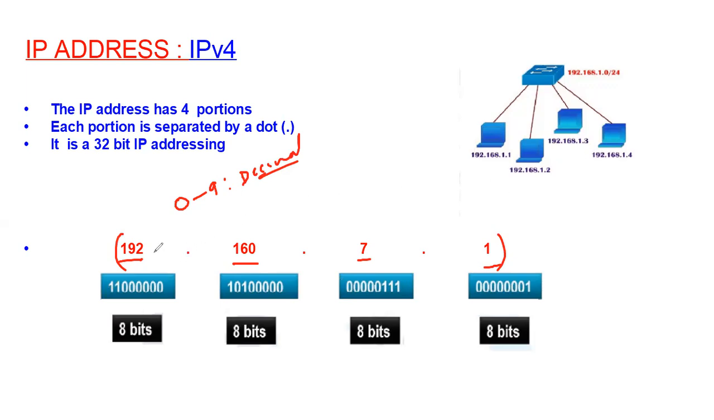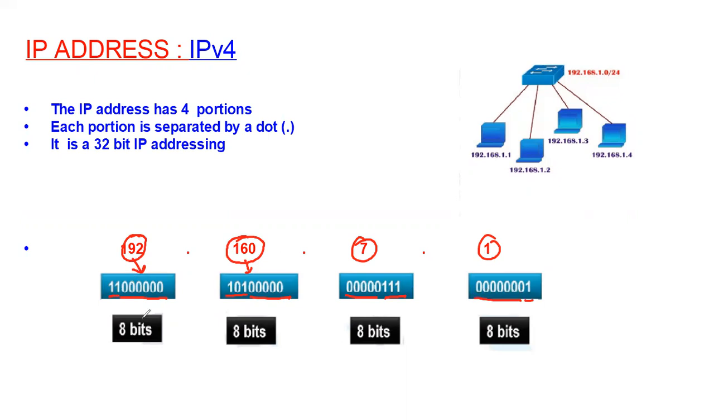When we configure the IP address in decimal format, computers don't understand decimal numbers. They convert these decimal numbers into binary numbers. Like 192 will be converted like this, 11000000. Each portion has 8 bits. 168 will be converted like 10101000. 7 will be converted like 5 zeros and 3 ones. 1 will be converted like 7 zeros and 1.